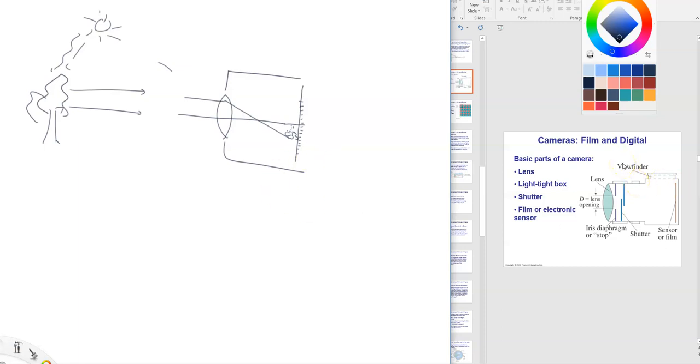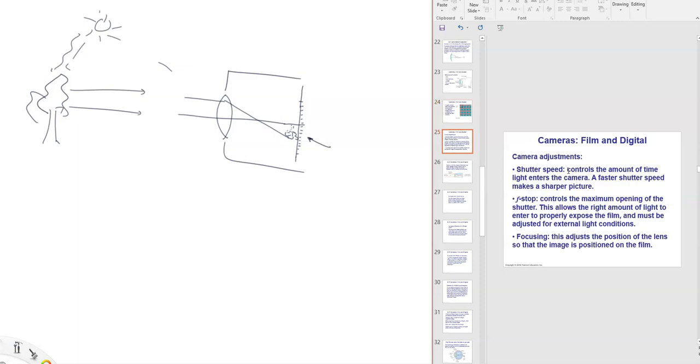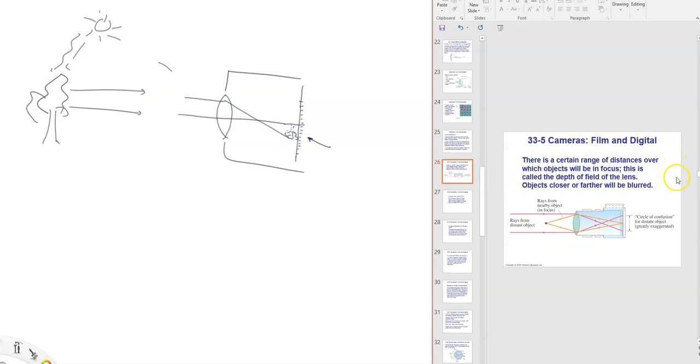Okay, so let's see what the next slide says. In digital cameras, they use CCD sensors. So this film over here contains an array of pixels like this, and CCD stands for charge coupled devices. It's the way that the incoming light is converted to an electric signal, sent to a processor, and stored for later retrieval. Alright, so we're not going to go into too much detail. There's a few slides with more details. If anybody is interested in photography, this will be helpful. So I'll briefly show you the slides.